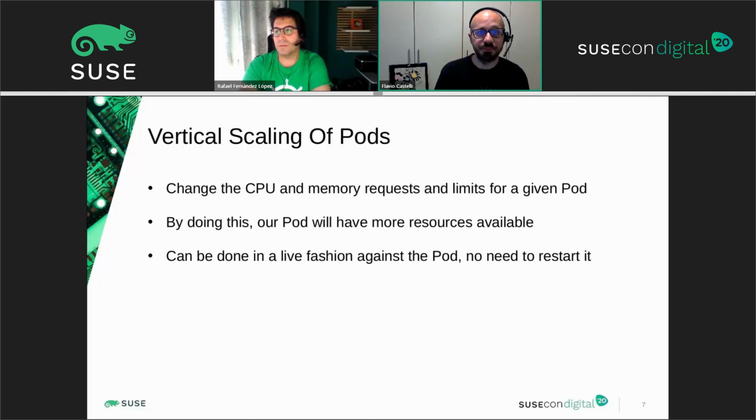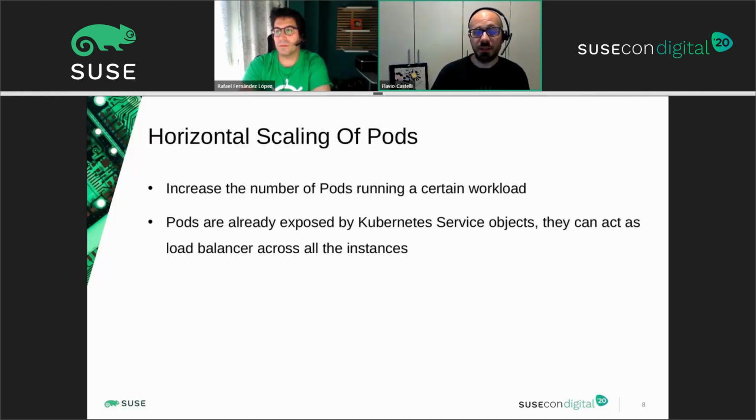just out of the blue. You can scale a pod horizontally instead in another simple way. You just spin up a higher number of pods that are running your workload.